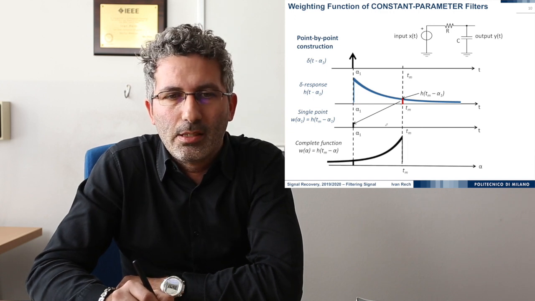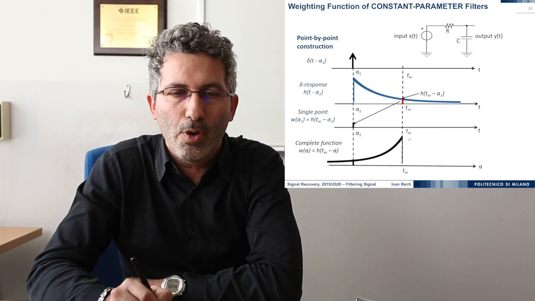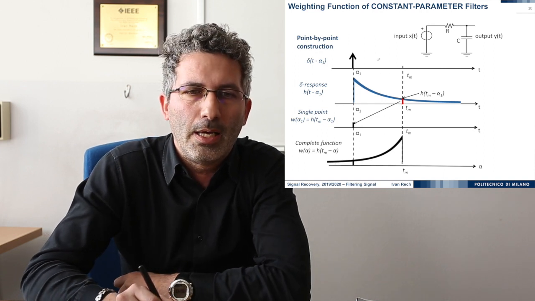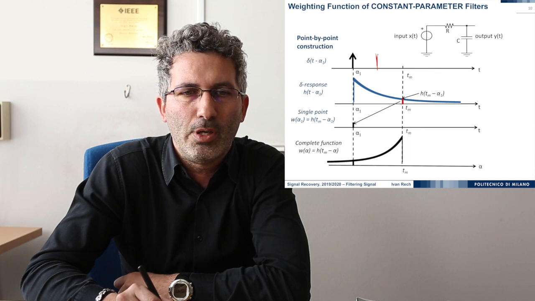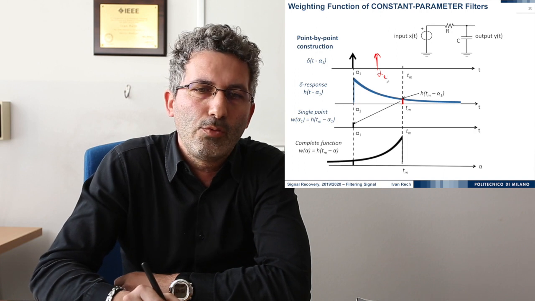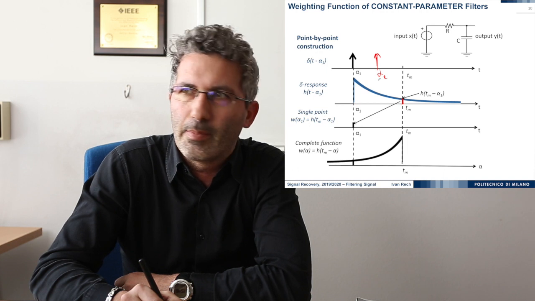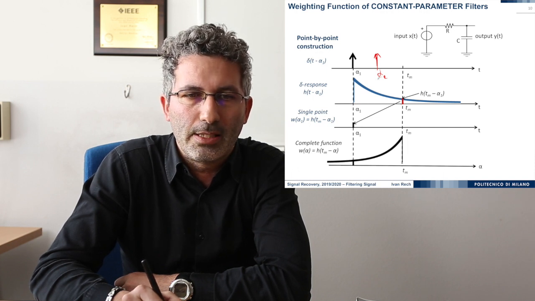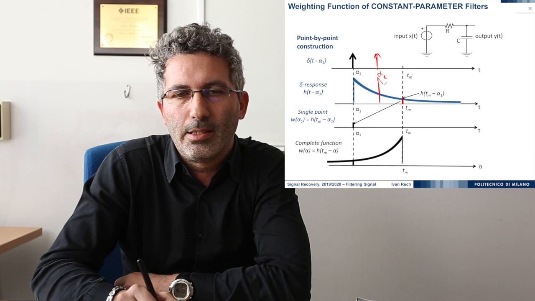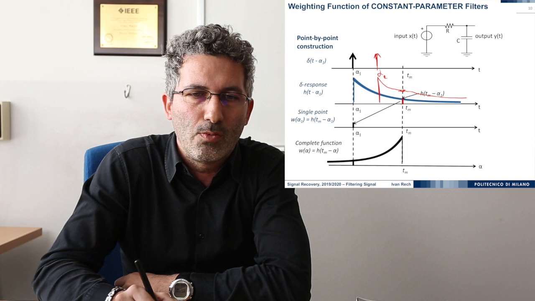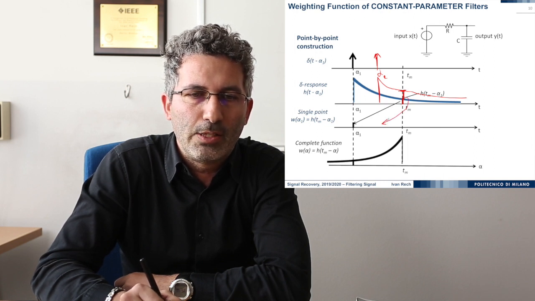If we repeat this method for all the points, we can find the weighting function. Let's try with another point. To understand this, take alpha 2. I have a delta, so again here I write the delta response, which is something like this. I take the value that this time is this one here, and I put this value in the place of alpha 2.